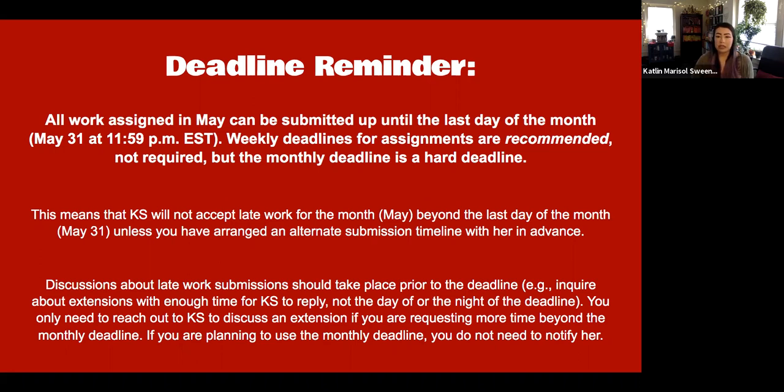So for example, let's say something happens where, health-wise or mental health-wise or just life-wise, you're not able to submit an assignment by the monthly deadline. You will need to check in with me and talk with me, and we can figure out an alternate submission timeline to ensure that you get that work submitted. Do not assume that you have more time without talking to me. You always need to check in with me if you are moving outside of those weekly and monthly deadlines.